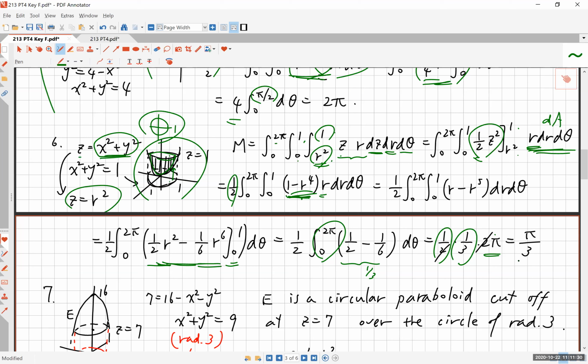Now, the volume of this thing is not pi over 3. The volume of this bowl is bigger than pi over 3. The reason this is pi over 3 is because you actually integrated this. Remember, this is not the volume. This is what we found is the mass. And the mass had this extra z in there as the density function. And so that's why the volume is bigger than pi over 3. Because pi over 3 actually would be the volume of this cone, right? So this bowl is bigger than that. But the mass is pi over 3 because of the density function.